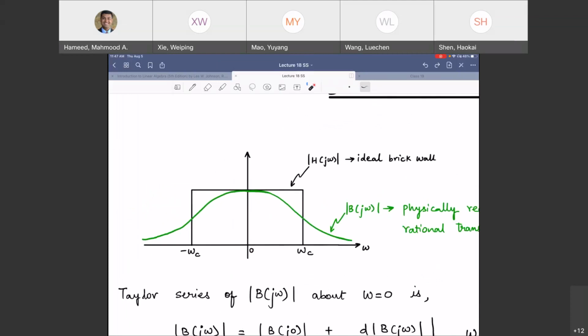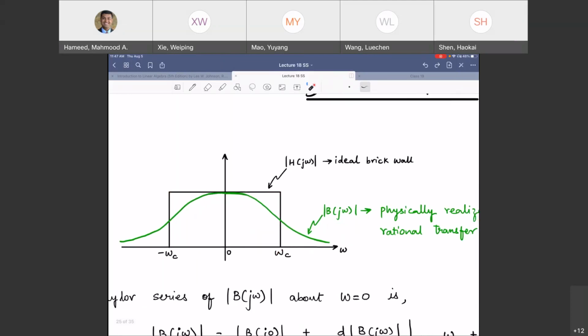So let's try to take a look at the comparison between the ideal brick wall and a practical Butterworth filter. The ideal brick wall is going to look like this, the black one, right? Between negative omega c and omega c is your passband, outside that 0. But the green one is your practical Butterworth filter. Close to 0, it is maximally flat, and as frequency increases, it smoothly goes down to 0.